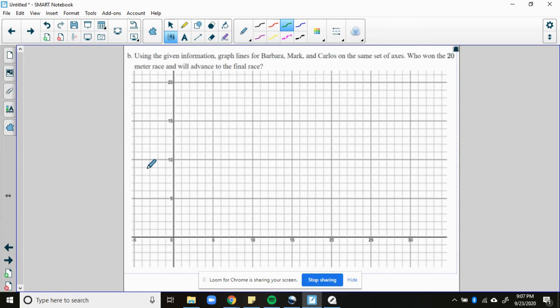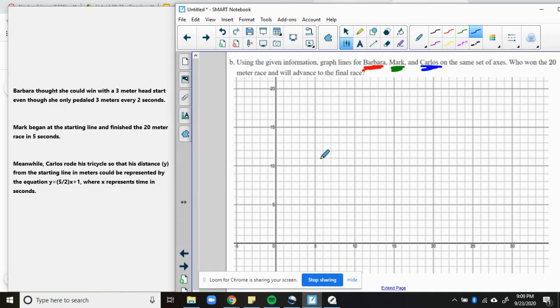Now part B, using our given information, we are going to graph lines for all three of these. And I'm going to take a second and color code. So Barbara is going to be in red, Mark is going to be in green, and Carlos will be in blue.